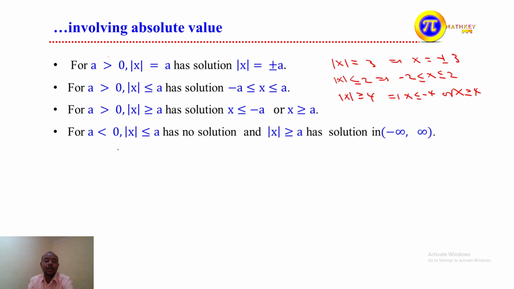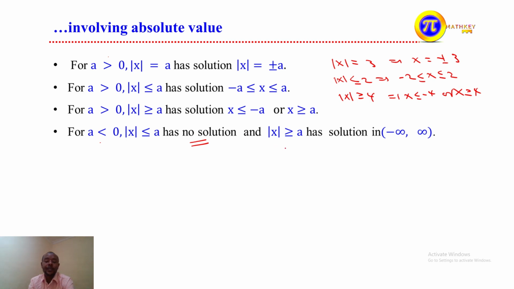Similarly, if a is less than 0, absolute value of x less than or equal to a means no solution for this one, since absolute value is always non-negative. But if it says it is less than a negative number, it means there is no solution.